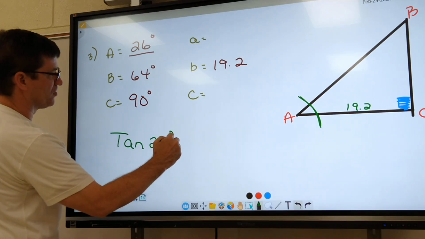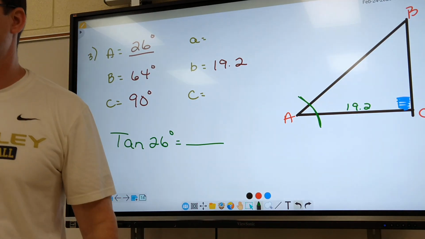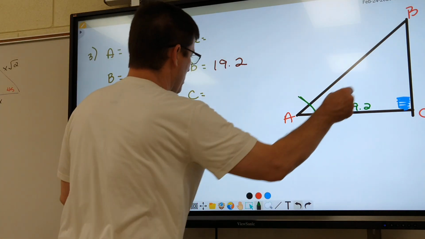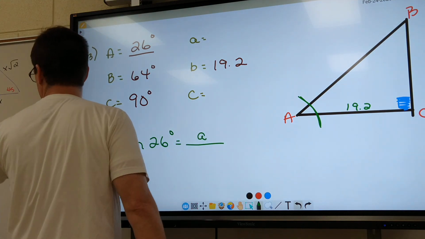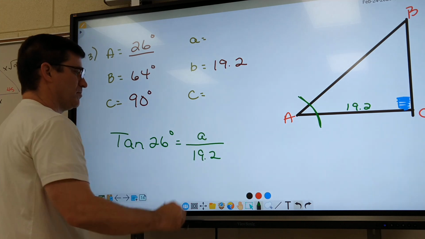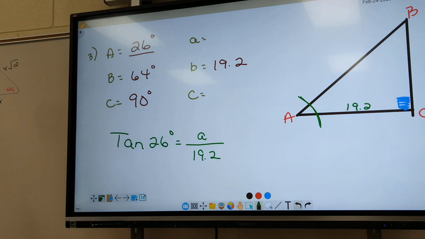Tangent of 26 degrees equals. Now you guys set up a fraction on the right side of the equal sign. I'll show you how this one's a little bit different. What goes on top and what goes on bottom? Because the formula for tangent says opposite goes on top. Alright, what's opposite? Little a. Formula says adjacent goes on bottom. Adjacent's 19.2. Alright, so that's all that you have to write down, but how is that different from what we've been doing?